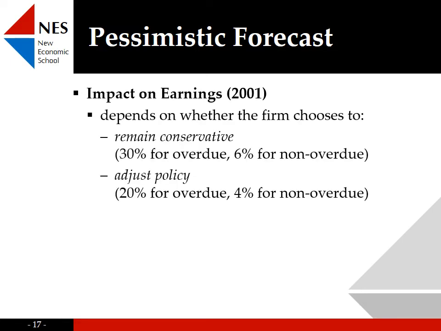The second question we are asked to address in the pessimistic forecast scenario is the effect on the company's earnings in year 2000 and 2001. Now the answer to that question will depend on whether the company will remain conservative or pessimistic about its collectibility at the end of 2001, or whether it will adjust its policy and switch back to the more realistic 20% for the overdue and 4% for the non-overdue.